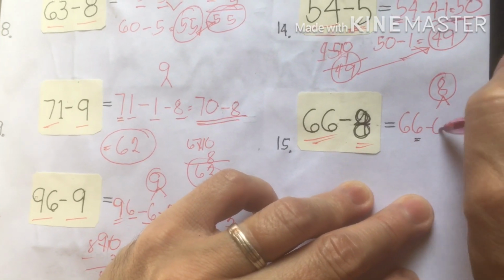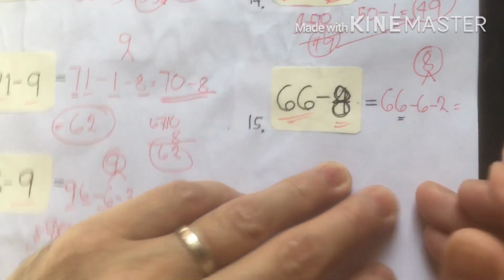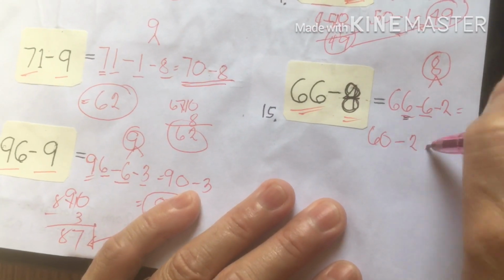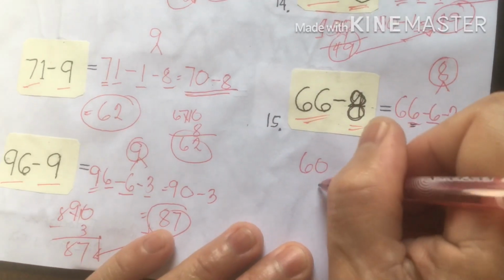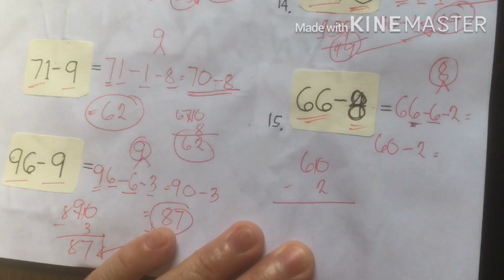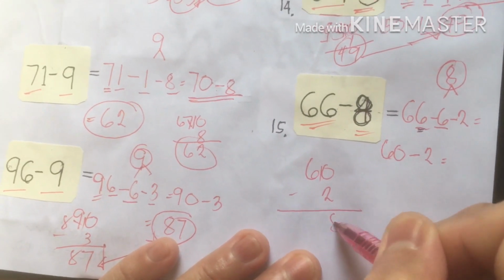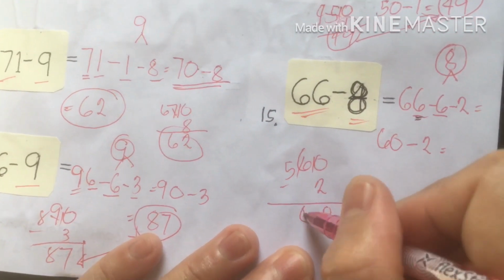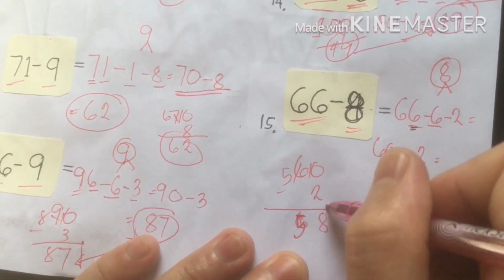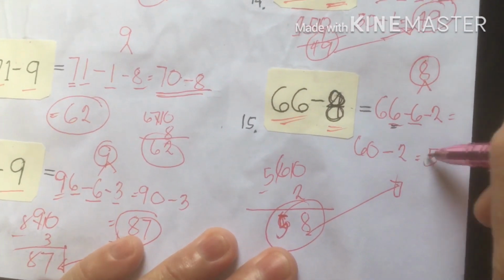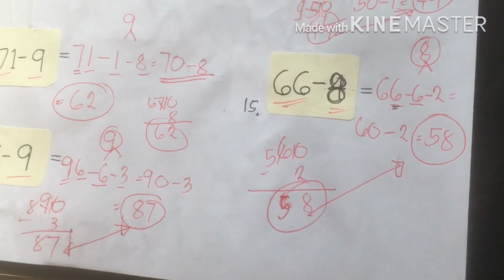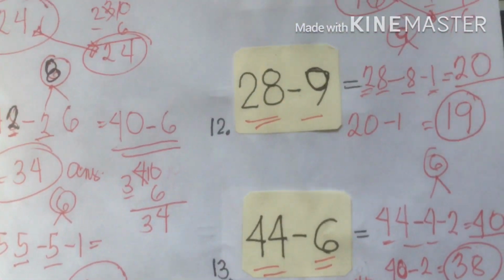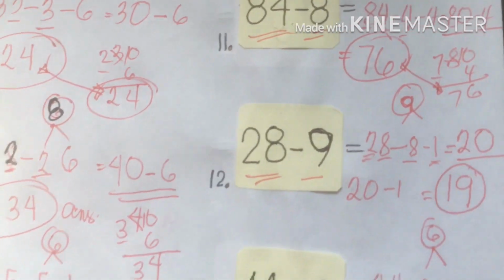So we have here 6, then 2. Then 6 minus 6, that's 0. 60 minus 2. So we're going to write 60 minus 2, guys. So 0 becomes 10. So this is 8. Bring down 5. That's 58. Okay, that's correct. We're going to proceed now to the next numbers.